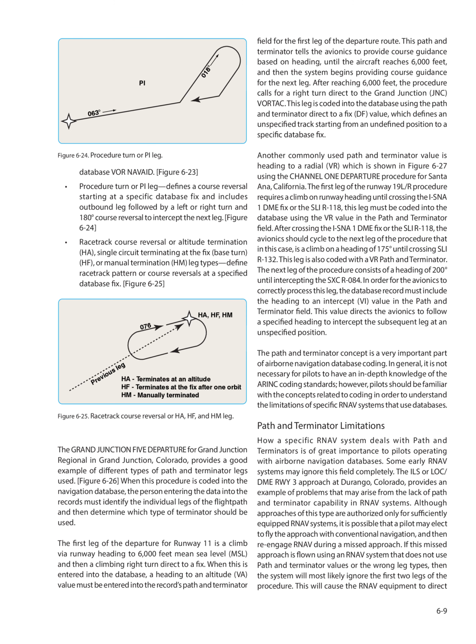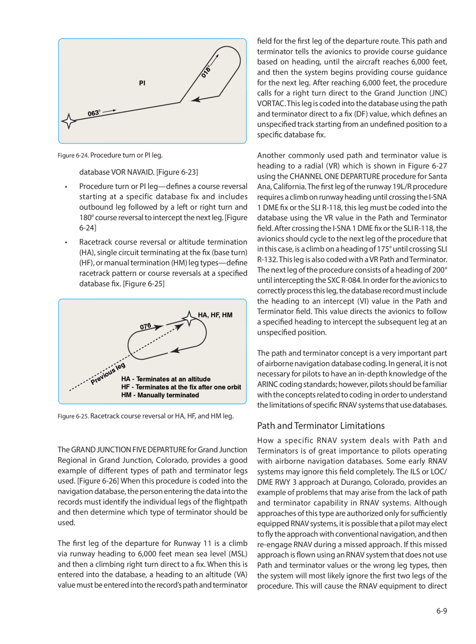Figure 6.25, the Grand Junction 5 departure for Grand Junction Regional in Grand Junction, Colorado, provides a good example of different types of path and terminator legs used. Figure 6.26, when this procedure is coded into the navigation database, the person entering the data into the records must identify the individual legs of the flight path and then determine which type of terminator should be used.